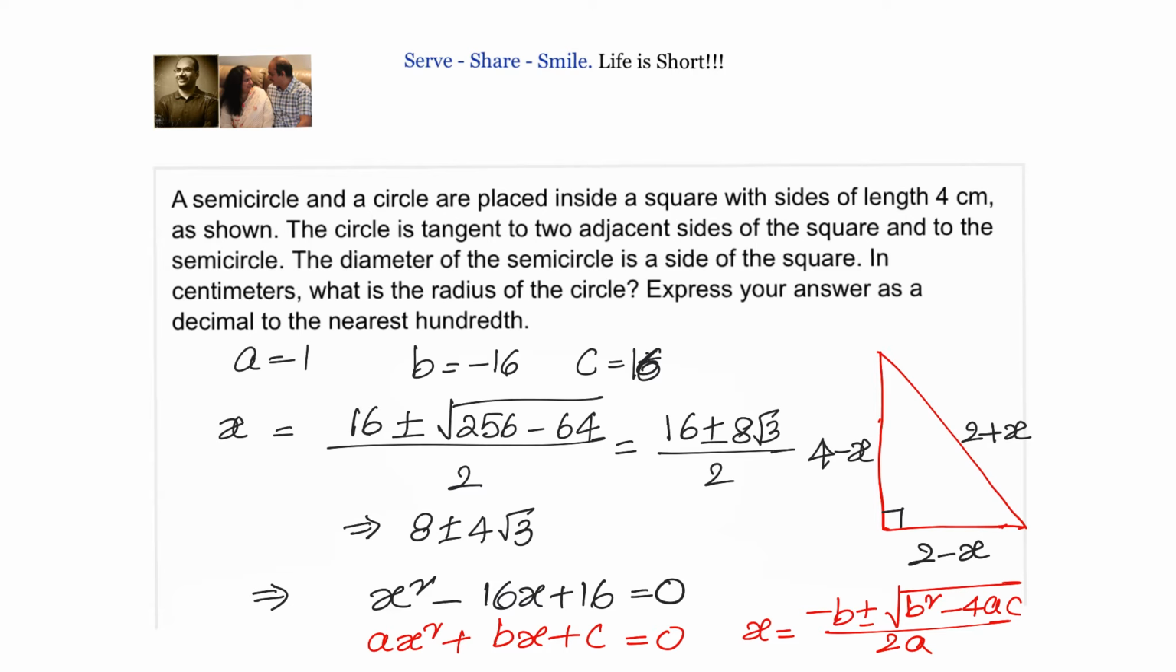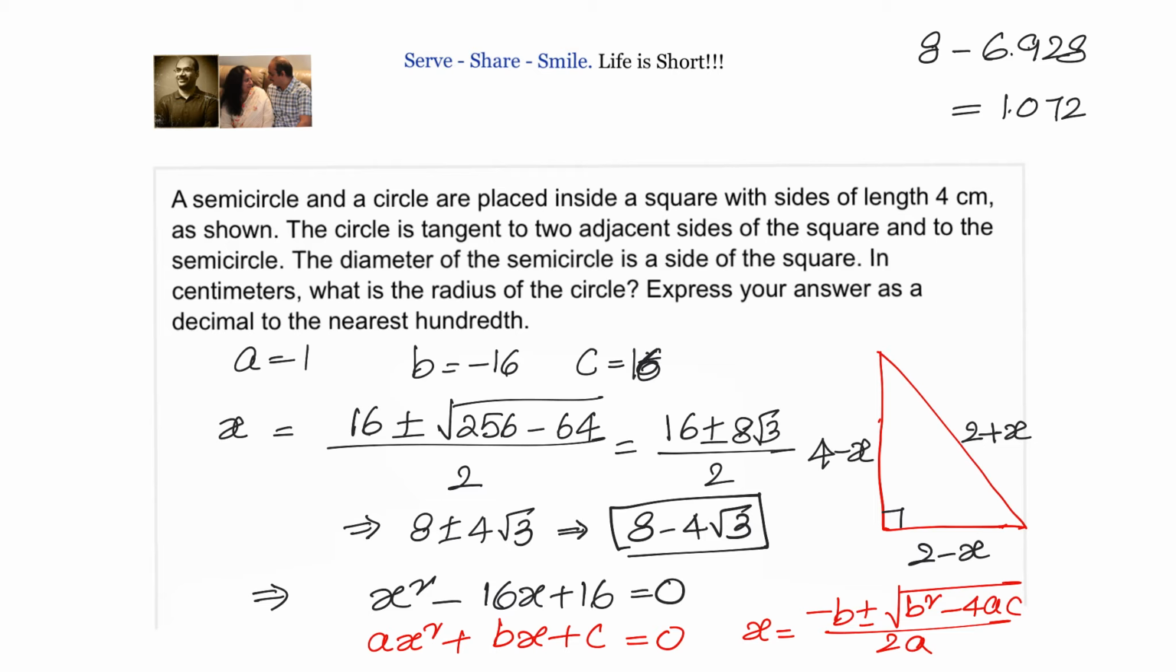Now we know certainly that the radius of the circle should be the smaller value. So it will be 8 minus 4 root 3. 8 minus 4 root 3 is equal to 8 minus 6.928, which is equal to 1.072. Now we have been asked to express the answer as a decimal to the nearest hundredth, so we can write the answer as 1.07 units. Centimeters, because we know everything is in centimeters.